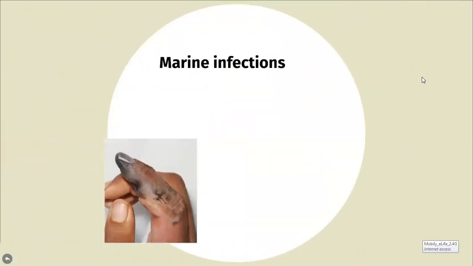A short note on marine infections. Basically, marine workers are more prone to marine water-induced infections. This can be due to salty water or clear water. The commonest pathogen is Mycobacterium marinum, and it comes up with a delay after inoculation. These present with nodules or ulcers.